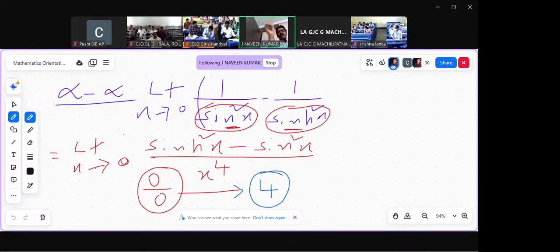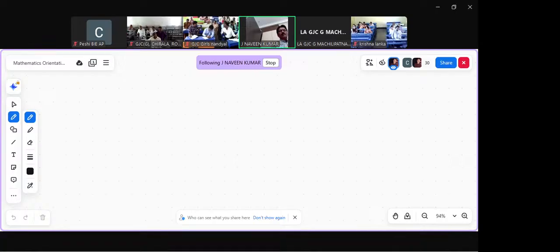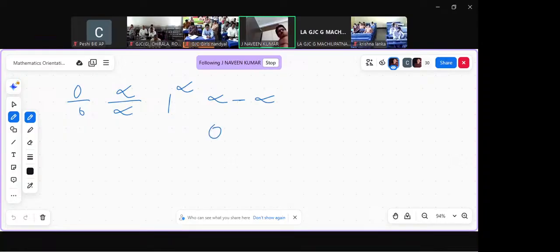Okay, sir. Now the next one. So now a very important concept. Just before that, one more additional point. 0 by 0 is covered and infinity by infinity is covered. 1 power infinity is covered, as well as infinity minus infinity, and as well as 0 into infinity is also covered.